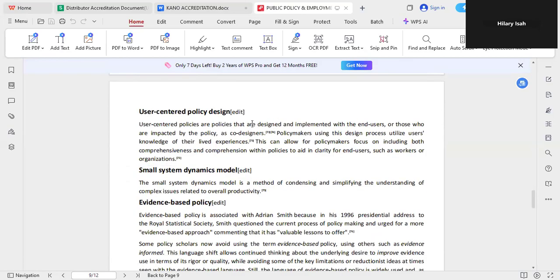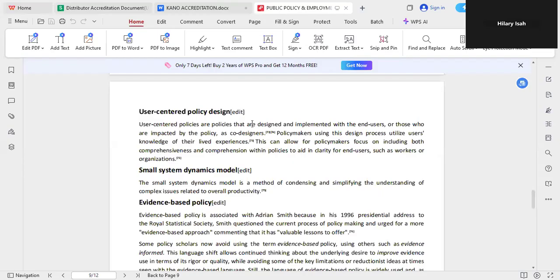Okay, so let's look at user-centered analysis. User-centered policies are policies that are designed and implemented with the end users, or those who are impacted by the policy, as co-designers. Policymakers use this design process, utilizing users' knowledge of their lived experiences. This can allow policymakers to focus on including both comprehensiveness and comprehension within policies to aid clarity for end users, such as workers or organizations.